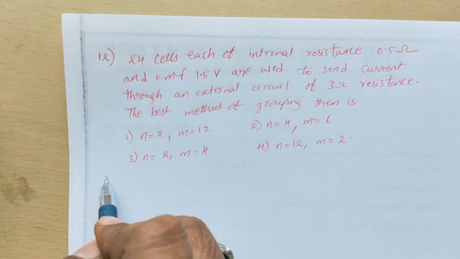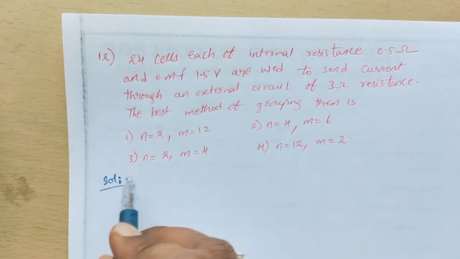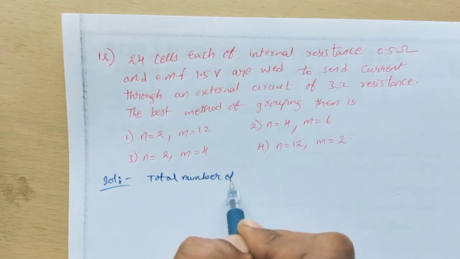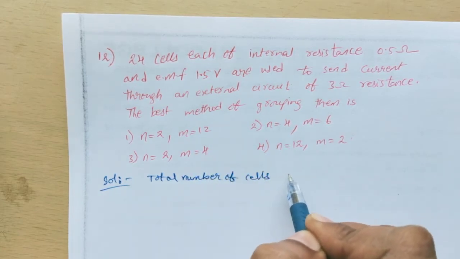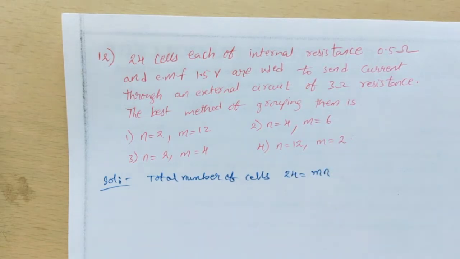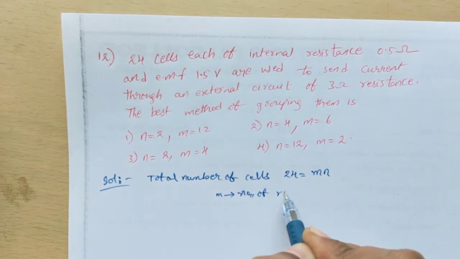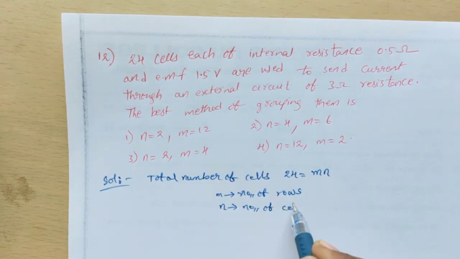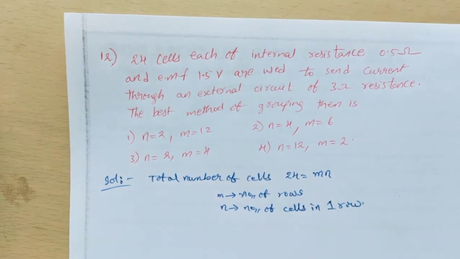See, first of all, let me go for the data. So 24 cells means the total number of cells, that I have taken as 24. This value is equal to m into n, so that is the total number of cells present. Okay, m is the number of rows, and n is the number of cells in one row, I am mentioning here. So this is the thing.